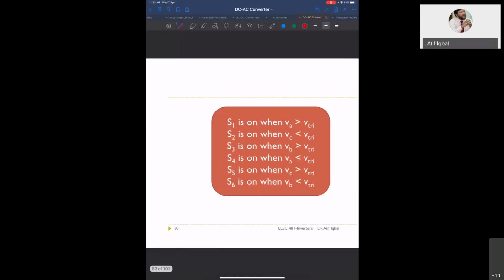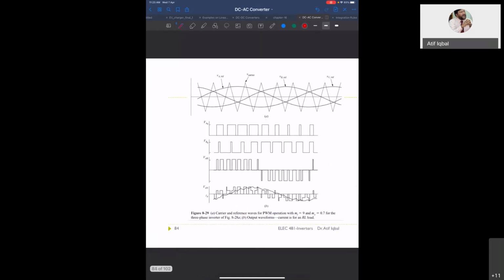Okay, so this is the triangle. One common triangle is there, and you compare it with the 3-phase sine wave. Now this is phase A. The switching signal that will be obtained by comparing this sine wave with the triangle will be given to leg 1. And the switching signal generated from comparing this sine wave with the triangle will be used for switching leg B. And then similarly, this is for leg C.